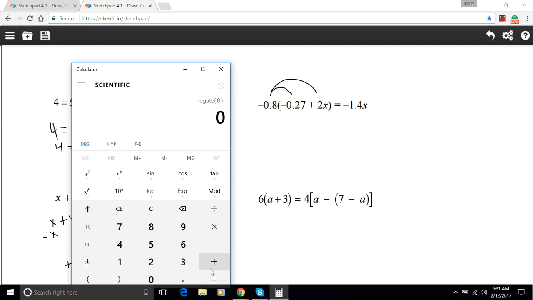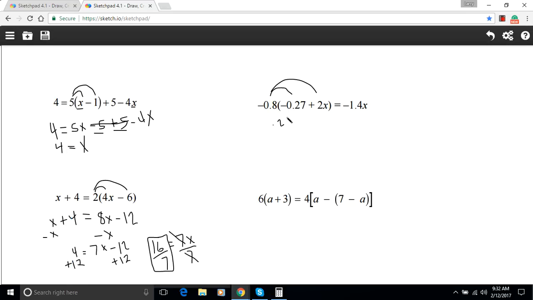So negative 0.8 times negative 0.27. So that's 0.216. And then a negative 0.8 times 2x is going to be a negative 1.6x. And over here we have a negative 1.4x.